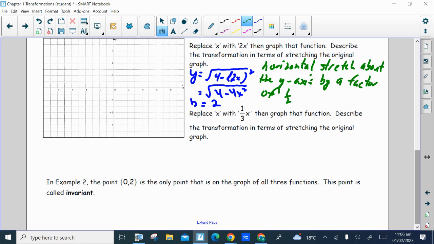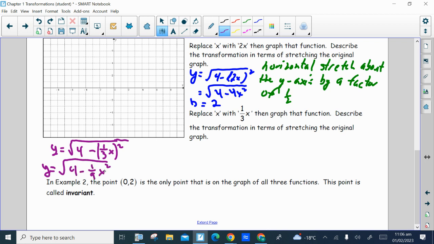Now, the next part of this tells us to replace x with 1/3 x. So it'll be the root of 4 minus (1/3 x) all squared. Remember, whatever happens to the x happens to the bx. The x was squared, so the bx will be squared as well. And you could simplify that. You could square the 1/3 x, and you'd get 4 minus 1/9 x squared.